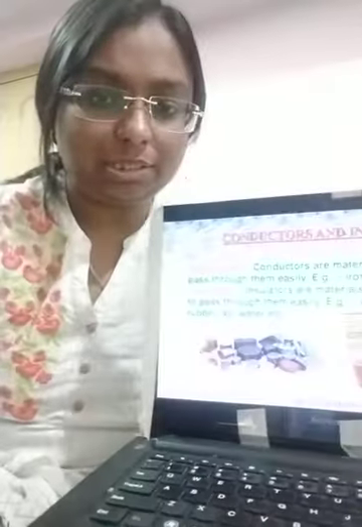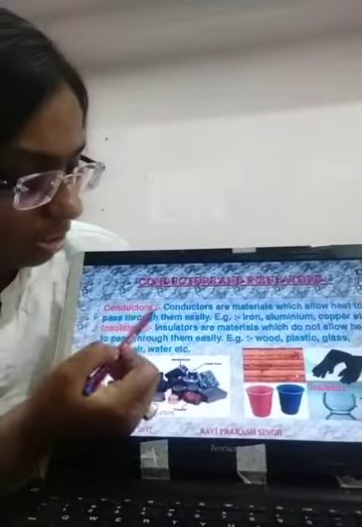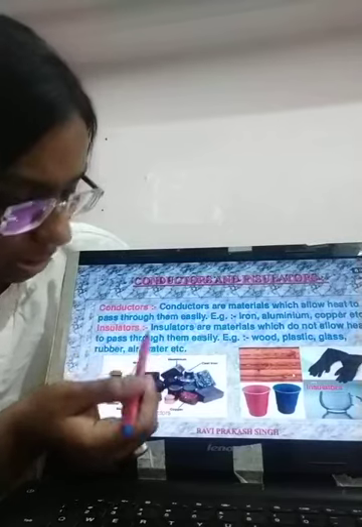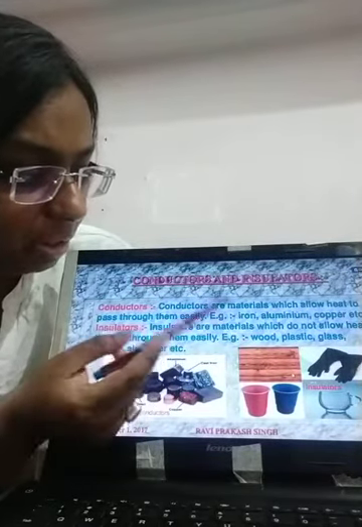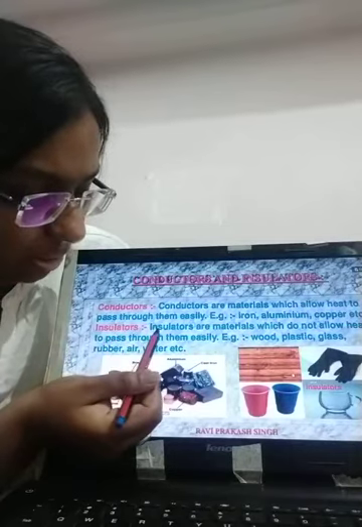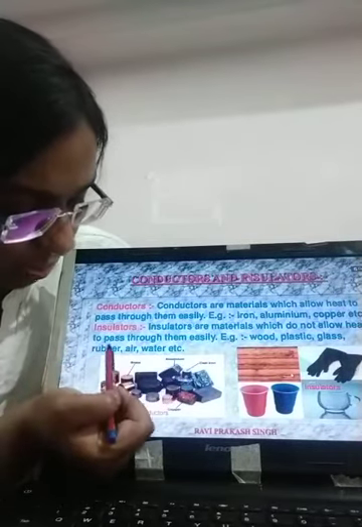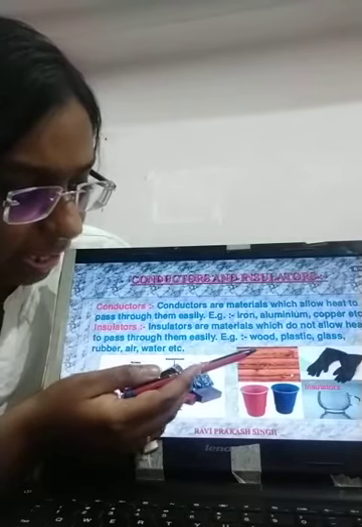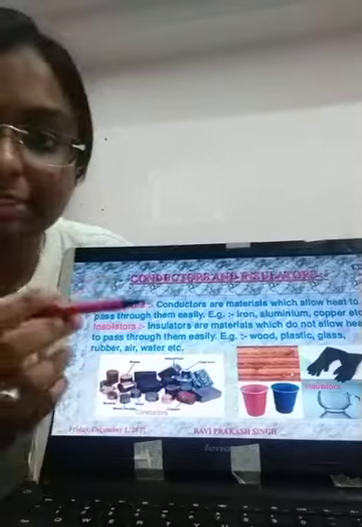So let's see what a conductor is. Conductors are materials which allow heat to pass through them easily. Examples: iron, aluminium, copper, etc. Insulators are materials which do not allow heat to pass through them easily. Examples: wood, plastic, glass, rubber, air, water, etc.